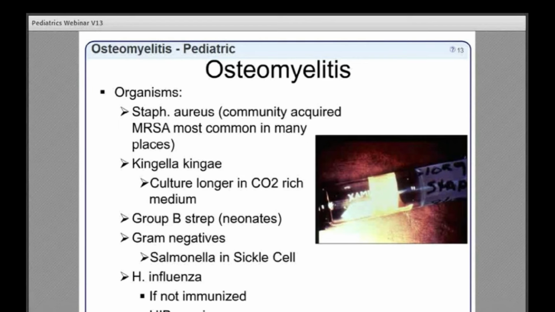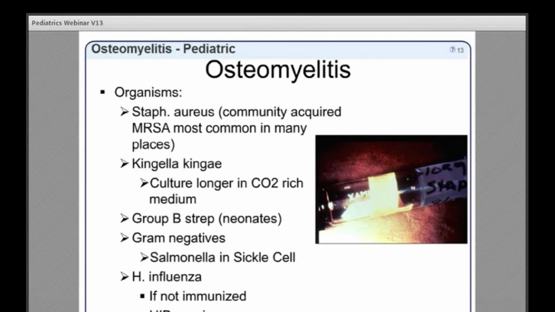So you have to be sure that in those cases the laboratory continues to hold that culture and also inoculates it into a CO2-rich medium, because this can be a fastidious and slow-growing organism. In neonates, group B strep and gram-negative organisms are a frequent cause of infection, and they ask this frequently on the test as well. In sickle cell disease, salmonella is the organism that is associated with it, although Staph aureus is still the most common organism for osteomyelitis in these people.